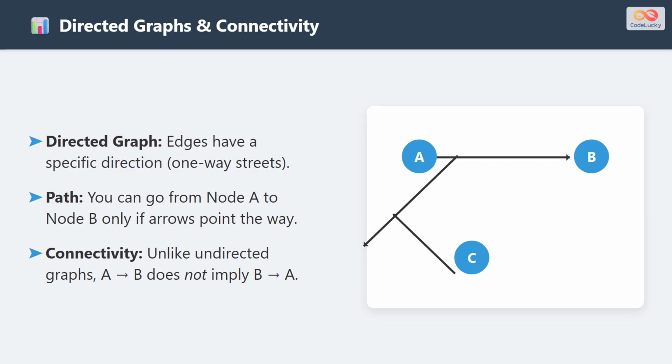Before we jump into the complex stuff, let's review the basics. We are dealing with directed graphs. Imagine a city with only one-way streets. Just because you can drive from point A to point B doesn't mean you can drive back from B to A. This one-way nature is crucial for understanding connectivity.